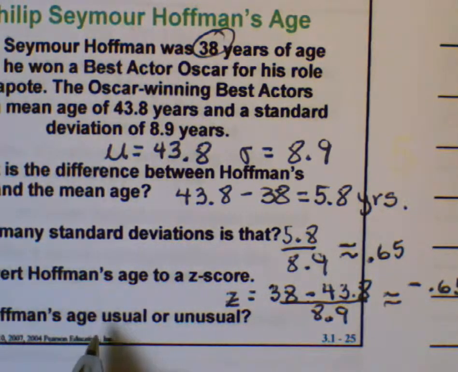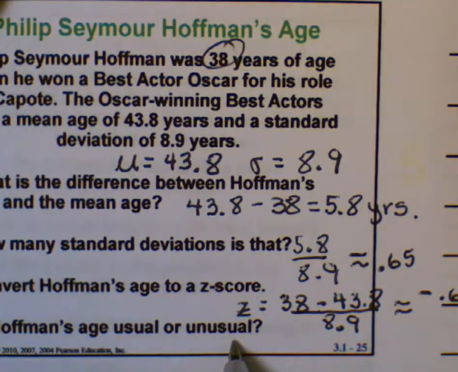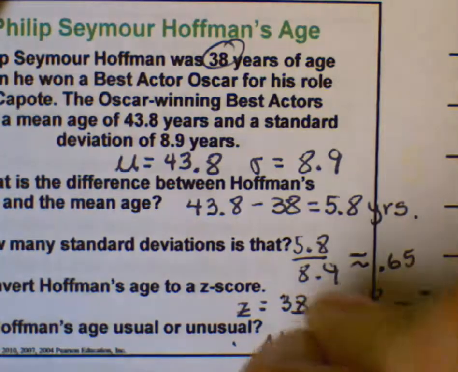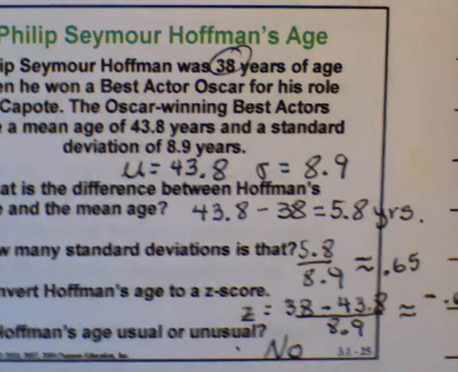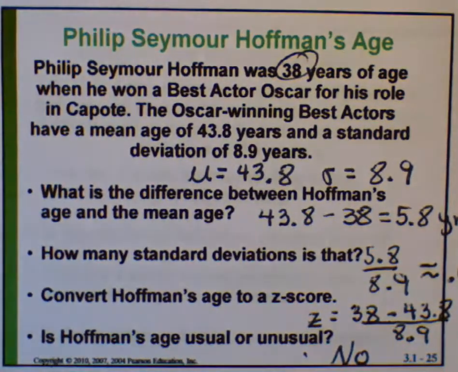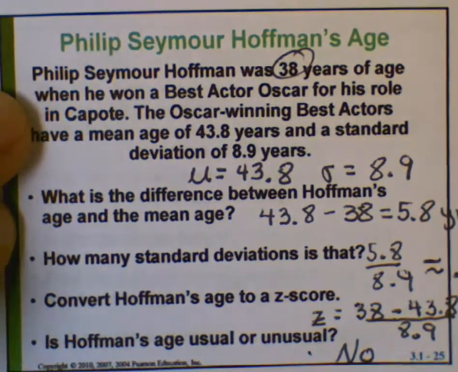Was his age usual or unusual? Our definition of unusual was more than 2 standard deviations from the mean. Is that more than 2 standard deviations from the mean? No, that's not even 1 whole standard deviation from the mean. So he was younger than average by almost 6 years, but not shockingly so. Not very unusual for a 38-year-old to win the Best Actor Oscar.